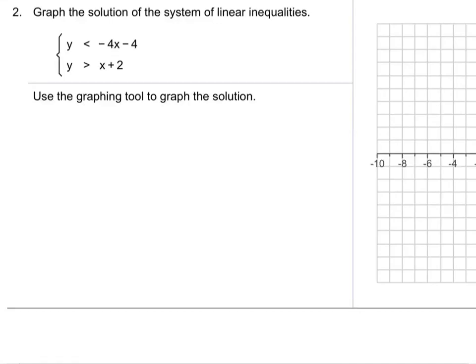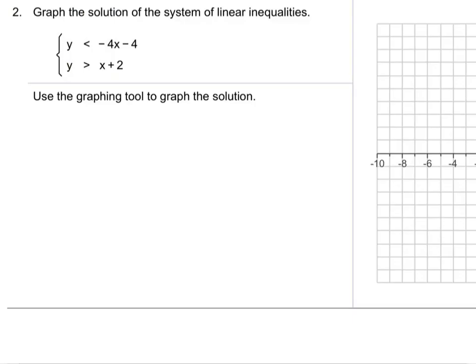Right? Some kind of shading. All right, let's talk about it. So we have number 2. In fact, I'm just going to rewrite it when we got a little more room. So what is it? Y less than negative 4x minus 4, yeah.